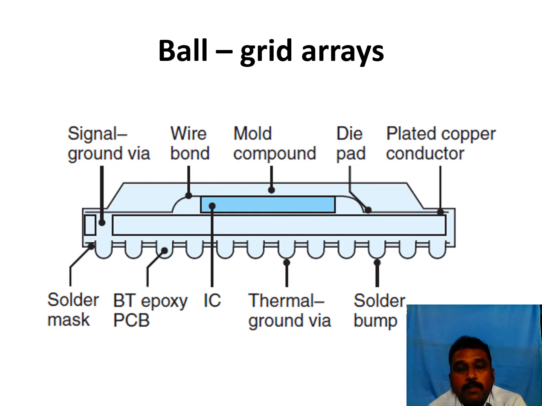This is the PCB, BT epoxy PCB. This one is the IC. We are having the wire bond, die pad, solder, signal, ground. This is solder mask. This is the ball grid array.